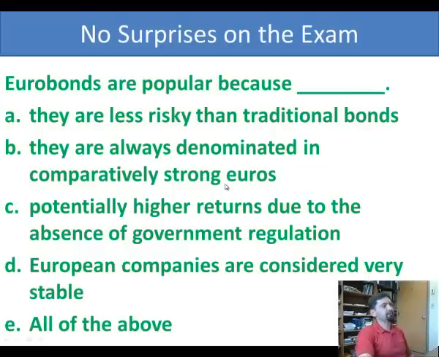Now here is a question. Eurobonds are popular because, and obviously the answer is, Eurobonds are popular because they're less regulated, and as a result they tend to yield higher returns on investment. But at the same time they're a little bit more risky, and so that's why they have the luxury of offering higher returns.